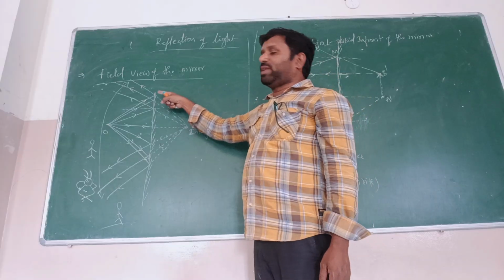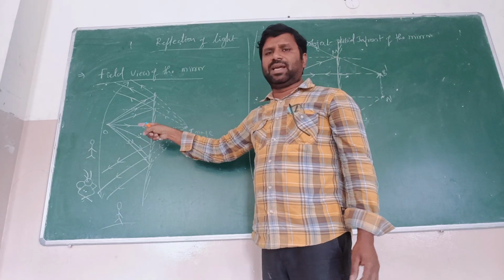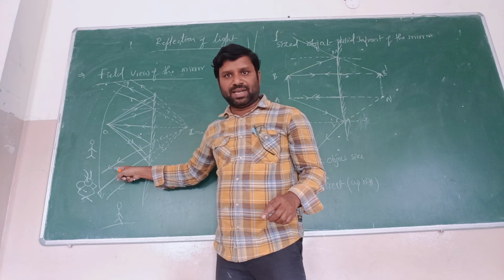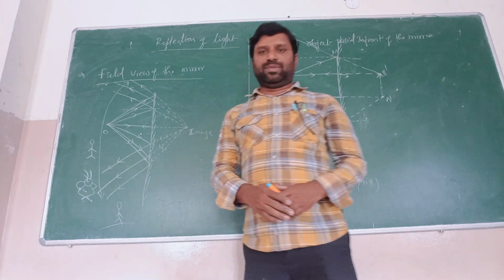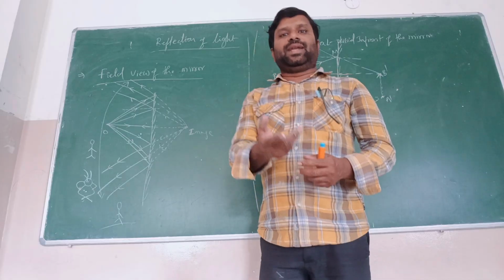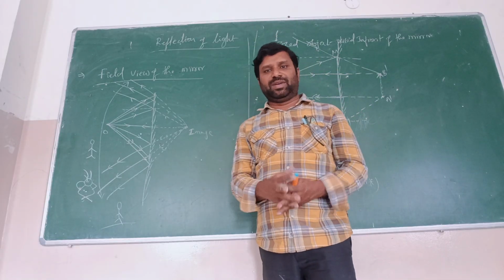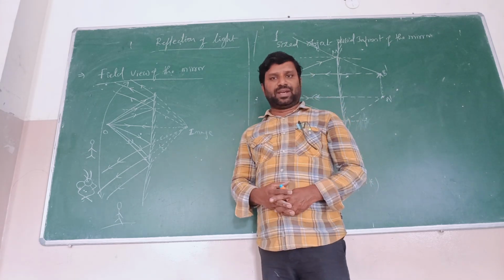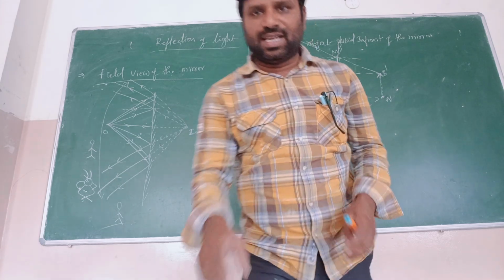The field of view of the mirror completely depends on the position of the object. The remaining topics, what is the image, how many kinds of images, and the velocity of the object and the mirror image, we can discuss in the next class.